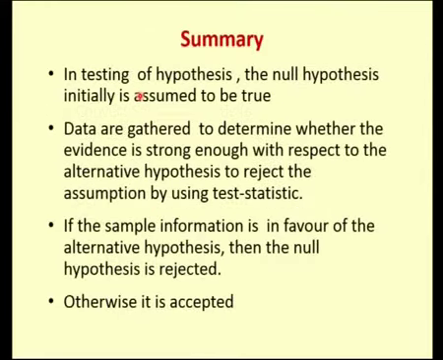So the summary of my testing of hypothesis lecture is that we have discussed the null hypothesis and the alternative hypothesis. You need to gather data, collect samples, to determine whether the evidence is strong enough with respect to the alternative to reject the assumption by using the test statistic. Our aim is to reject a hypothesis based on the test statistic. If the sample observation is in favor of the alternative, then the null hypothesis is rejected, otherwise it is accepted, that is, my H0 is accepted.